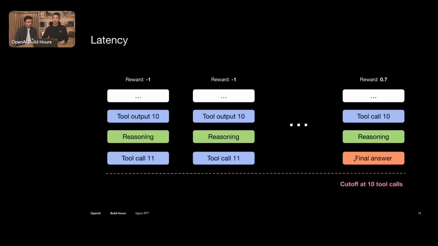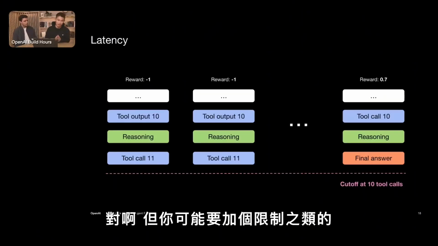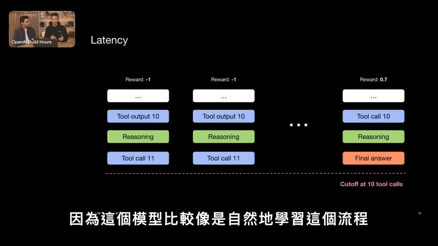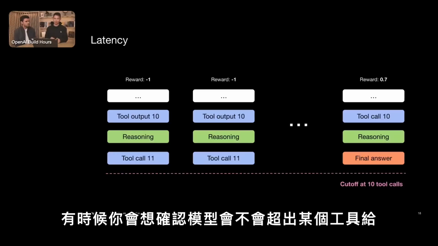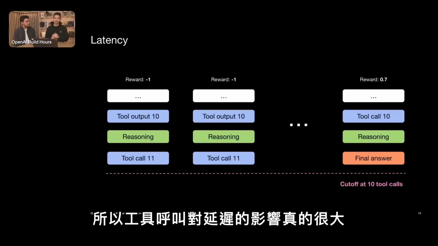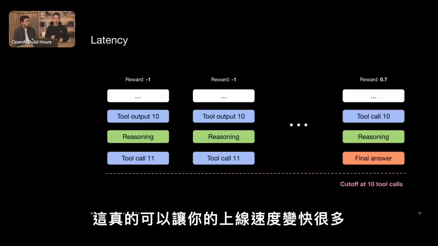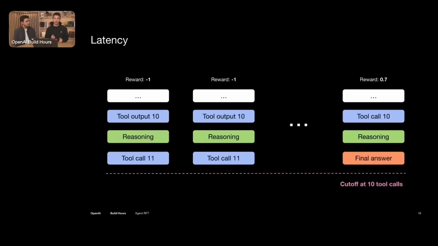But perhaps you want to impose a constraint, because instead of this natural process of the model learning how to use fewer tool calls and use fewer tokens, sometimes we want to make sure that the model stays within a given tool call budget and doesn't go over that limit. Given how important tool calls are in affecting latency, this could really reduce the latency of your rollouts.